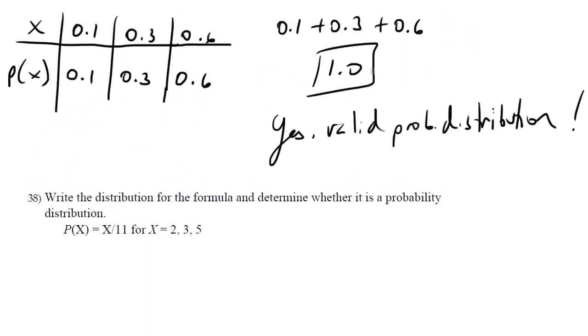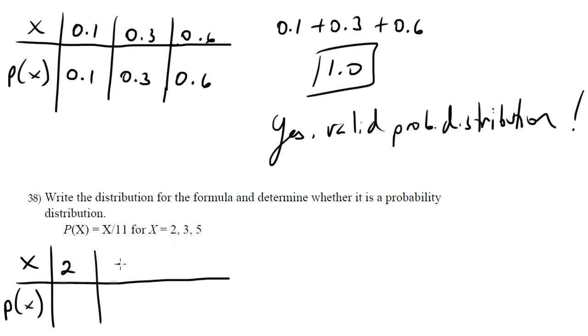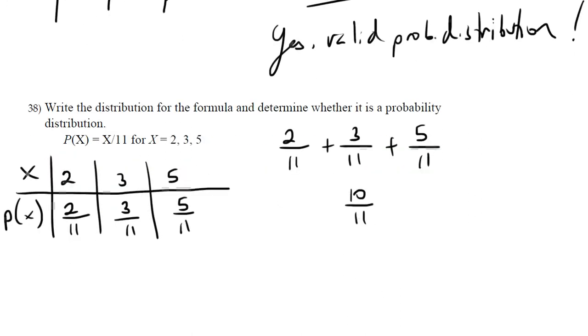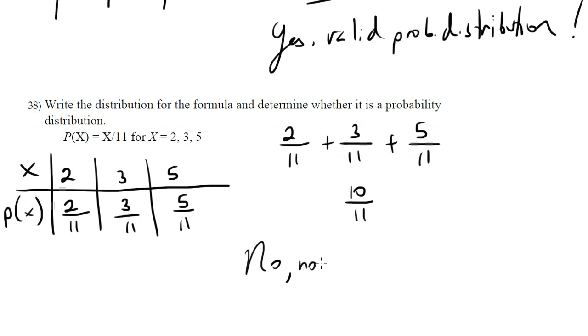38, we're doing the same thing. X, probability of x. The x values for this one are 2, 3, 5. So in this case, we're writing these values over 11. So 2 over 11, 3 over 11, 5 over 11. Each of them are between 0 and 1. Perfect. Let's add them up, see if we get 1. If we do, we'll be 3 for 3. 3 plus 2 is 5. Plus 5 is 10 out of 11. That is not 1. So no. Not a valid probability distribution.